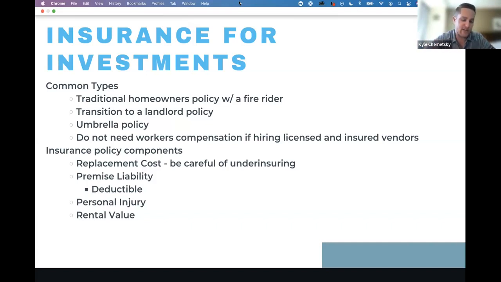You also have personal injury, which is your trip and fall insurance. And then also, if you do have a fire at a rental property, you'll get that rental value still. So your insurance company will still pay you that rental value while you're doing the work on rebuilding the property in order to rent it out again. So that's your rental value component of insurance.